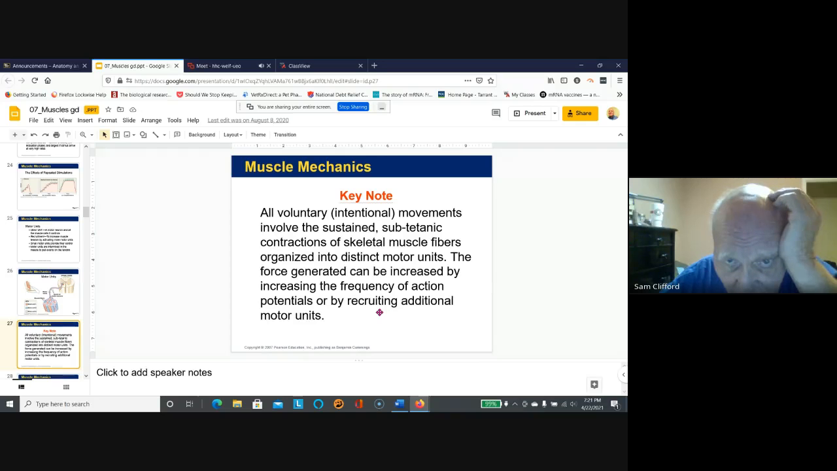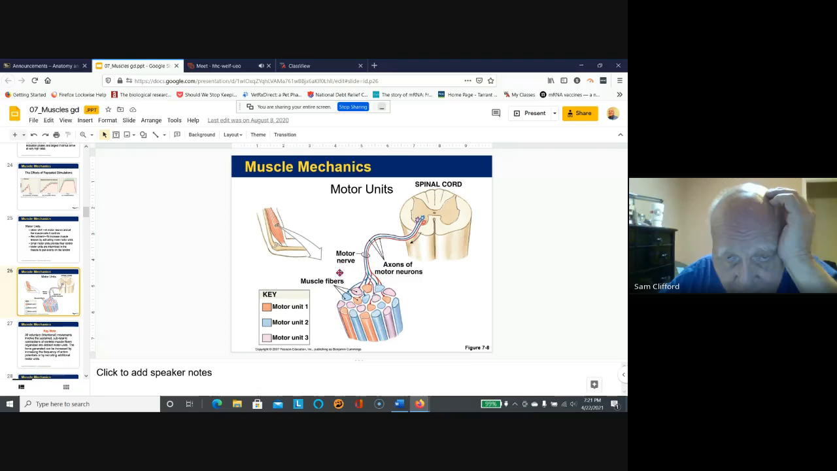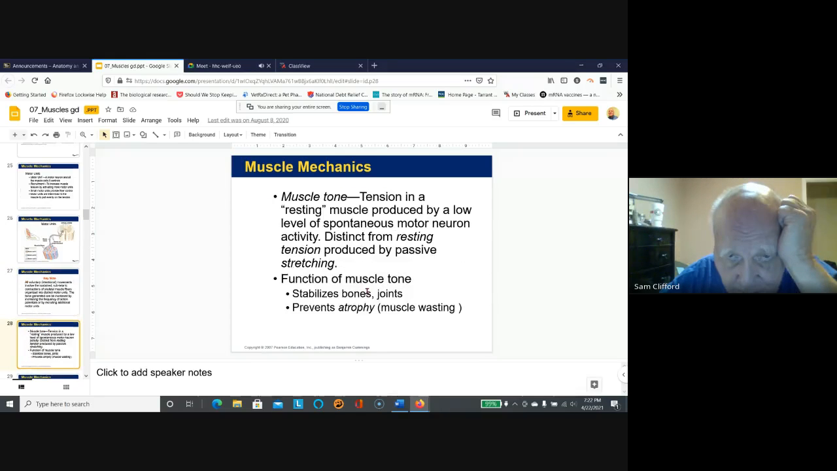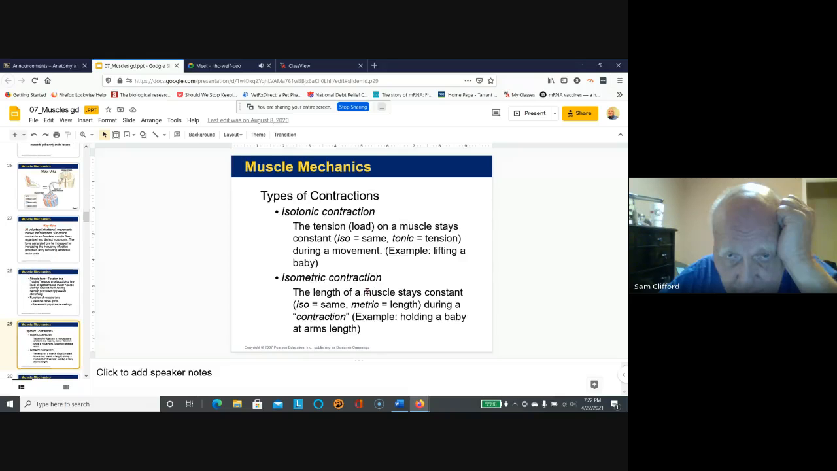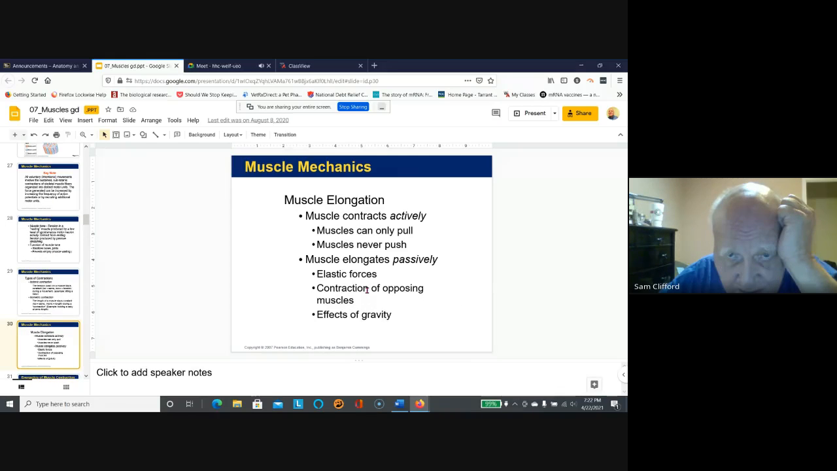Okay, all voluntary movements depend upon the frequency of the action potentials and the number of motor units that are recruited. So we have here, again, a muscle with nerves coming to it. A motor unit is the number of muscle fibers stimulated by one particular nerve. The frequency of the impulses plus the number of motor units involved is going to control the strength of contraction, the force of contraction. We're not going to worry about this.